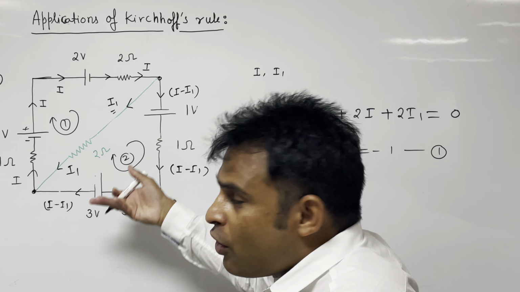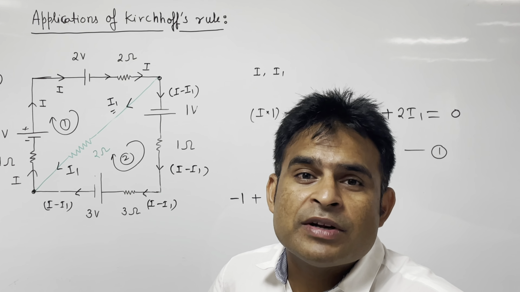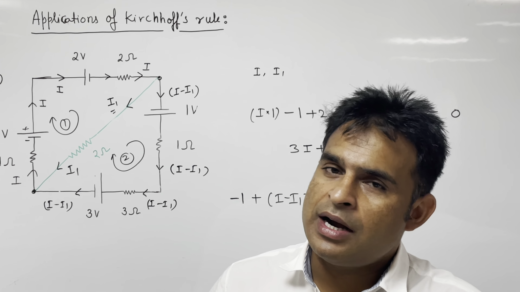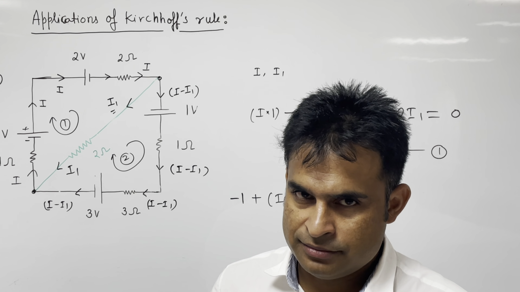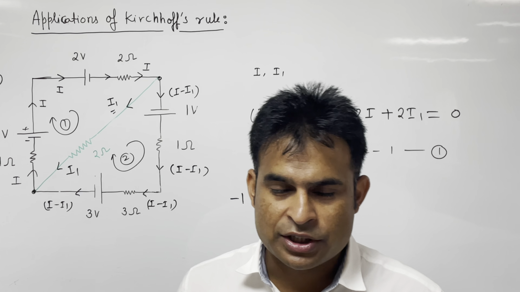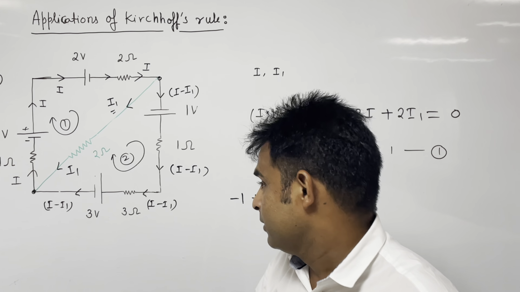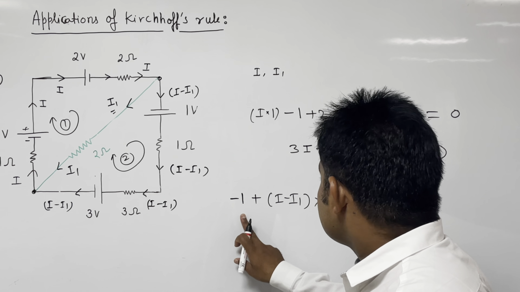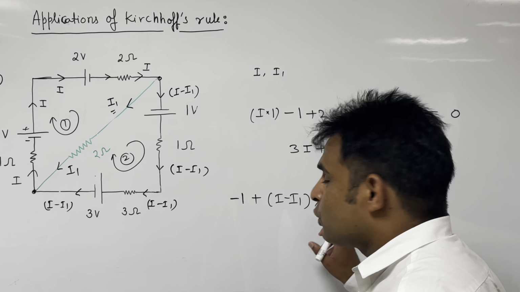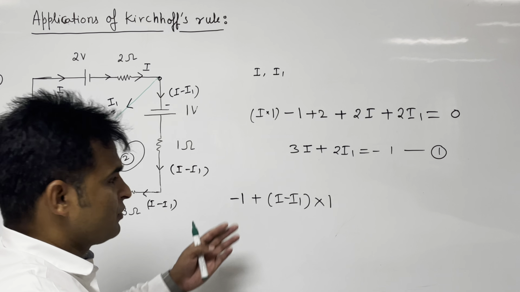And I'm moving clockwise. And what sign convention am I following? By the way, I want to mention it. In case of a resistor, if I'm moving in the same direction as the current, I'll take positive I into R. In case of a battery, if I first enter at positive, I'll take positive. If I first enter at negative, I'll take negative. That's it. This is my sign convention. Now minus 1 plus I minus I1 into 1. See, this is minus 1 because first I enter at the negative terminal, that's why minus 1.